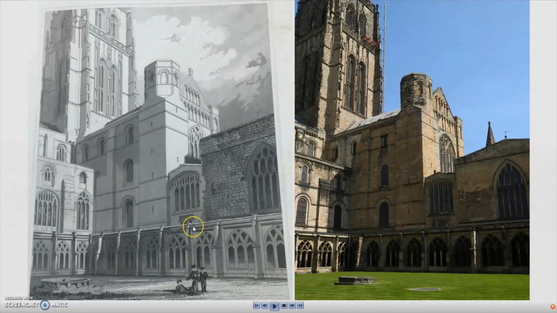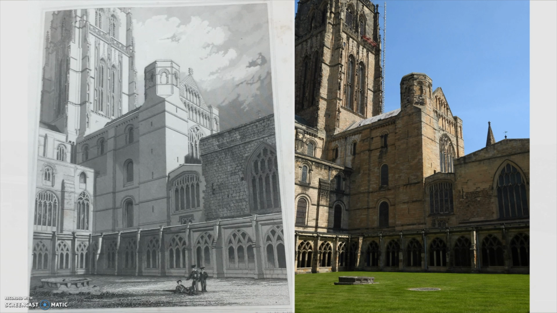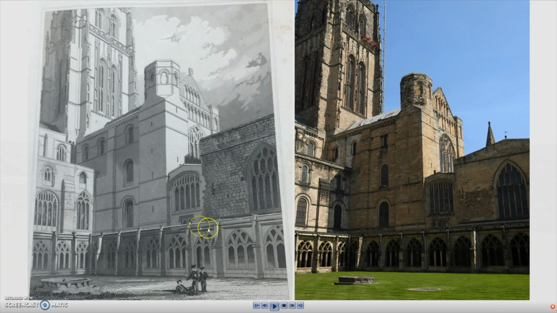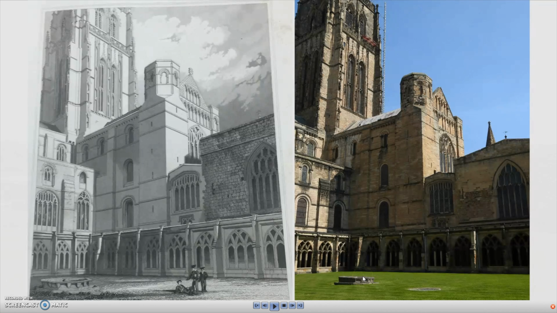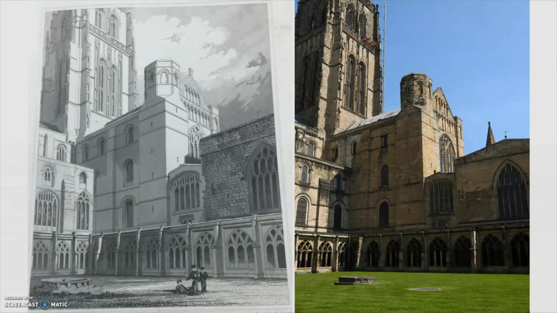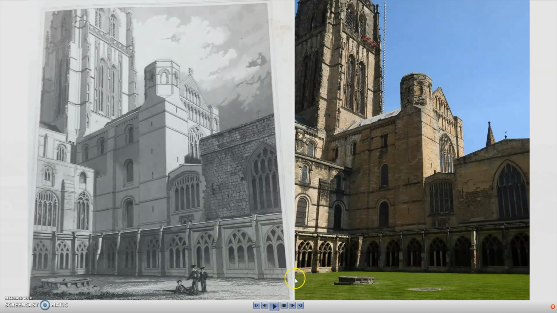Plate 4 is titled The Cloisters and South Transept. This was drawn by Billings in 1841. If we look at my latest photograph, we can see that there are some changes to the windows, and also we still have the stone structure in the centre of the garden. This is known as a lavabo, and it's where the monks would do their washing. And also some scenes from Harry Potter were also taken in the cloisters at Durham Cathedral.